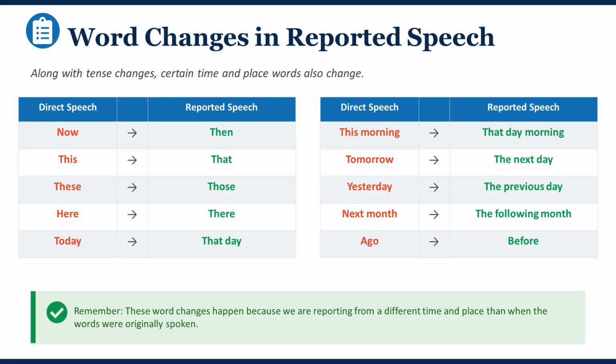"Today" changes to "that day." "This morning" changes to "that day morning." "Tomorrow" changes to "the next day." "Yesterday" changes to "the previous day." "Next month" changes to "the following month." And "ago" changes to "before." For example, if someone says, "I will do it tomorrow," in reported speech it becomes, she said she would do it the next day. Remember these word changes. They are just as important as the tense changes.